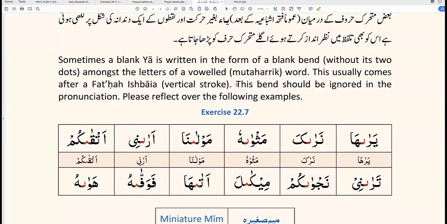Is it silent? It is indeed. This bend should be ignored in the pronunciation, okay? So we move on to the next letter. Ha with the fatha, but it's followed by this alif, an alif madda. So for 2 seconds, ha.